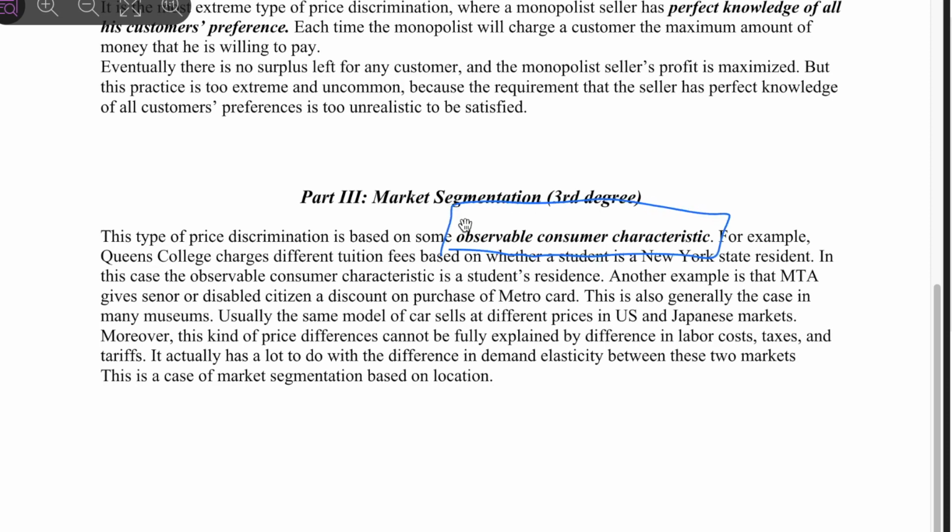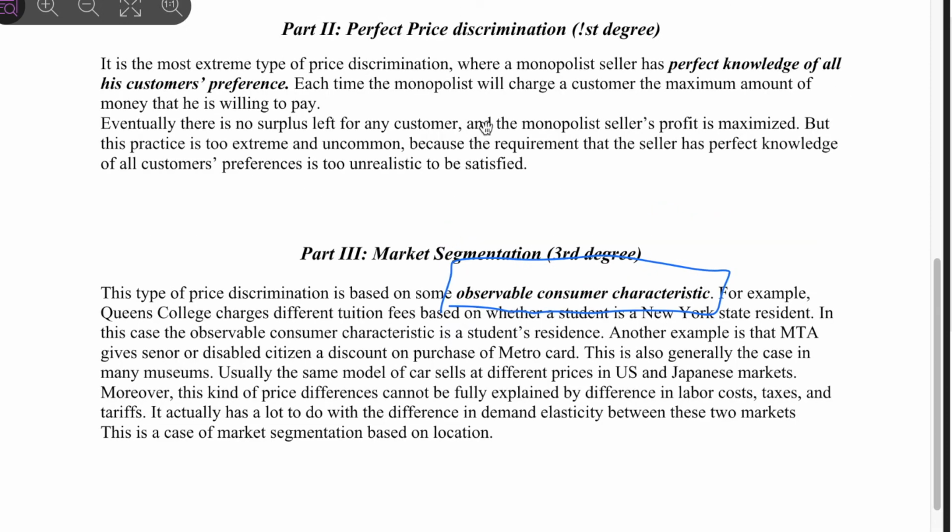What was different from the 1st degree? Did they have any observable consumer characteristic that is different from one consumer to another consumer? No, we don't know. It was all invisible knowledge and preferences, right? It's hard to tell, so we have to have the knowledge, right? But in the part 3, we have the observable consumer characteristics. We can have it visually distinguishable, right?